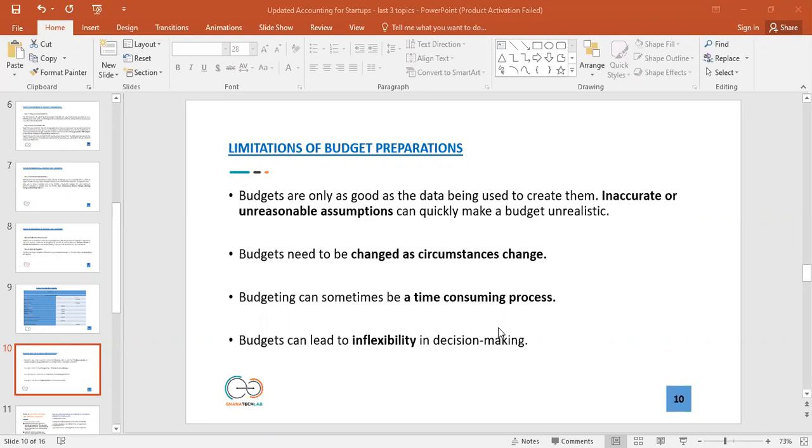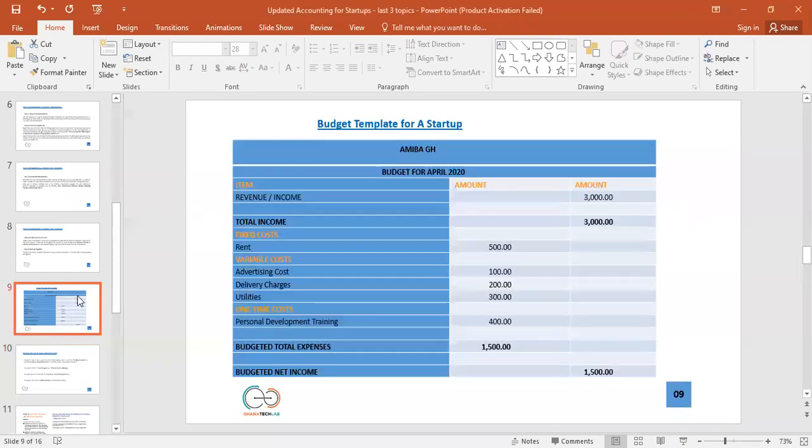And then also, budgets can lead to inflexibility in decision making. It can make you rigid because you realize that some of the things that are coming up were not budgeted for. So it makes it very, very difficult for you to go by these decisions or to pay for these kinds of expenses.